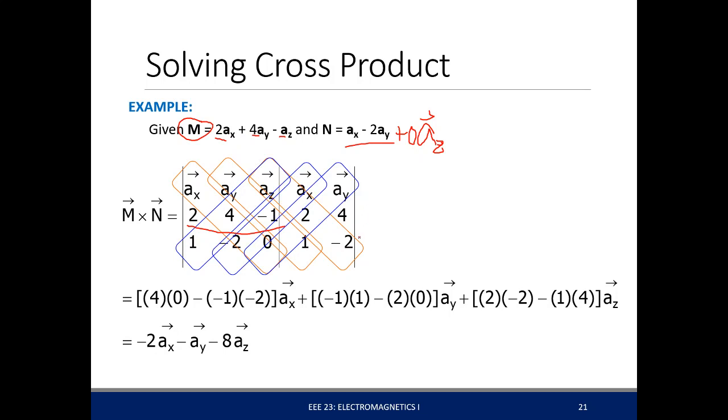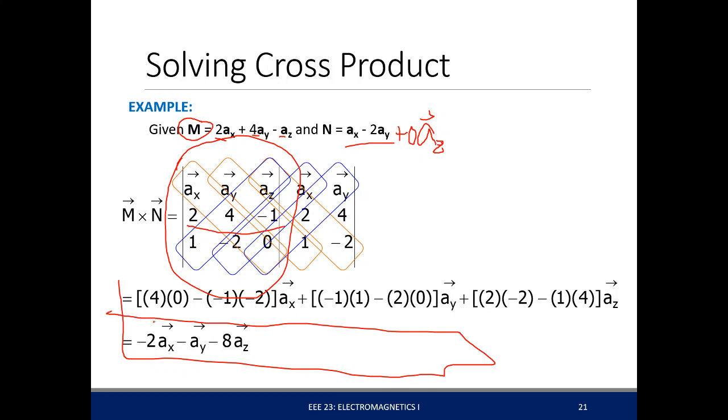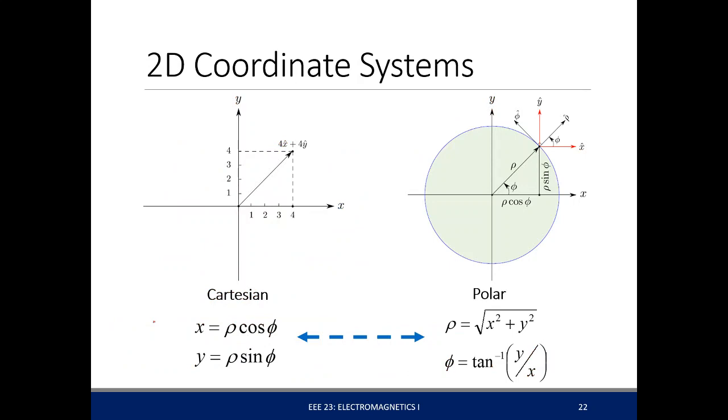There you go. So now you can get the determinant of this matrix right here. You can use this definition and you'll get this expression right here. There you go. Okay, so that's how you solve cross products. So now let's move on to other coordinate systems derived from different shapes.